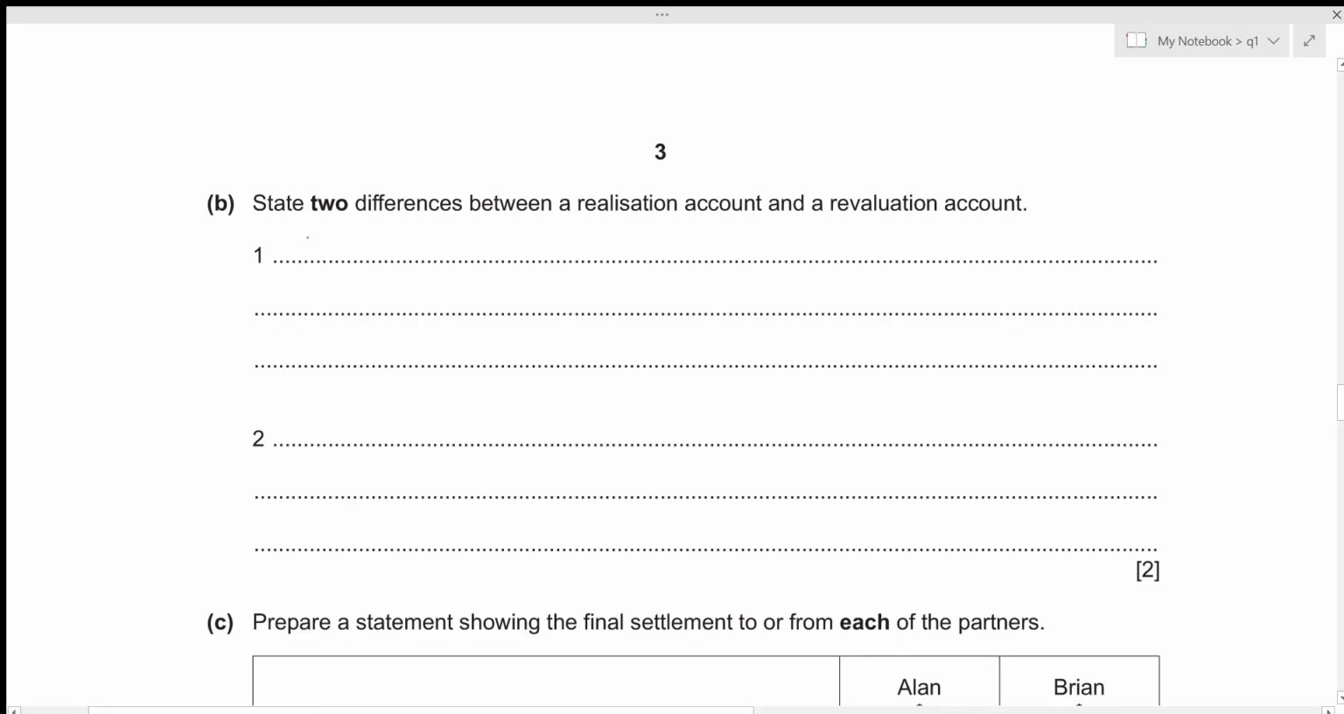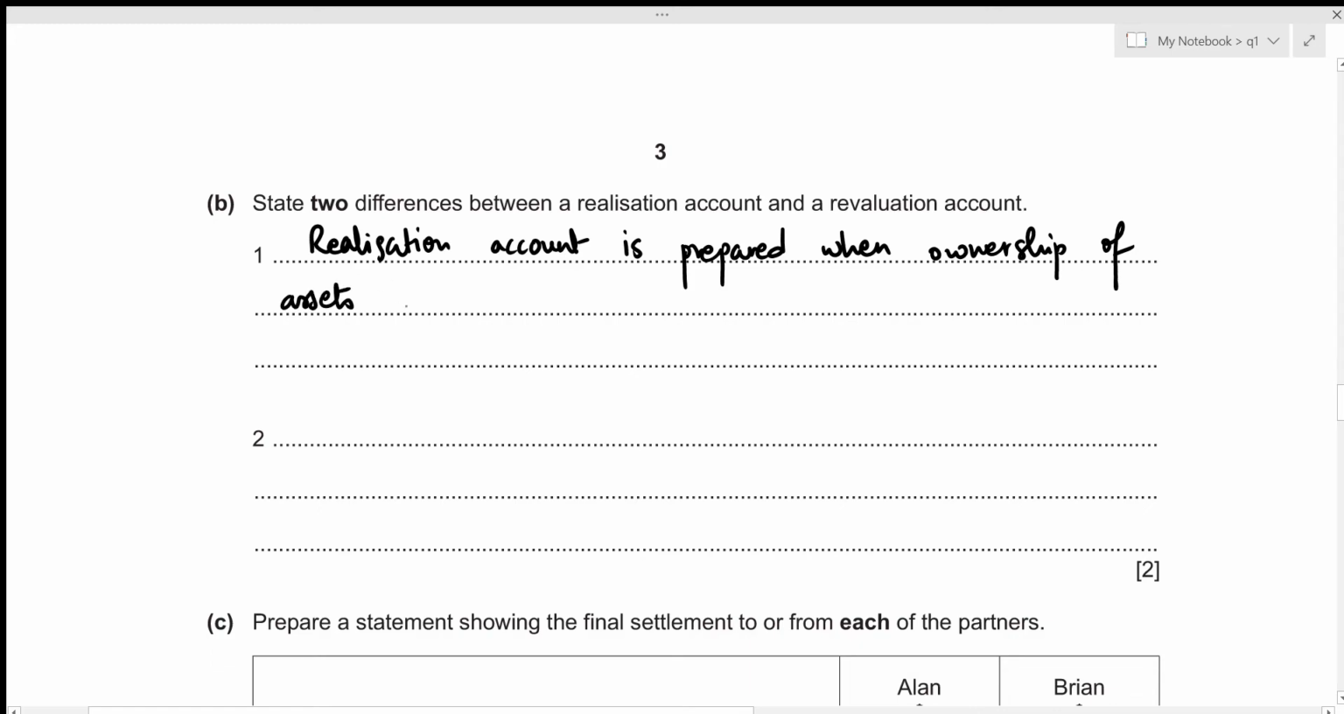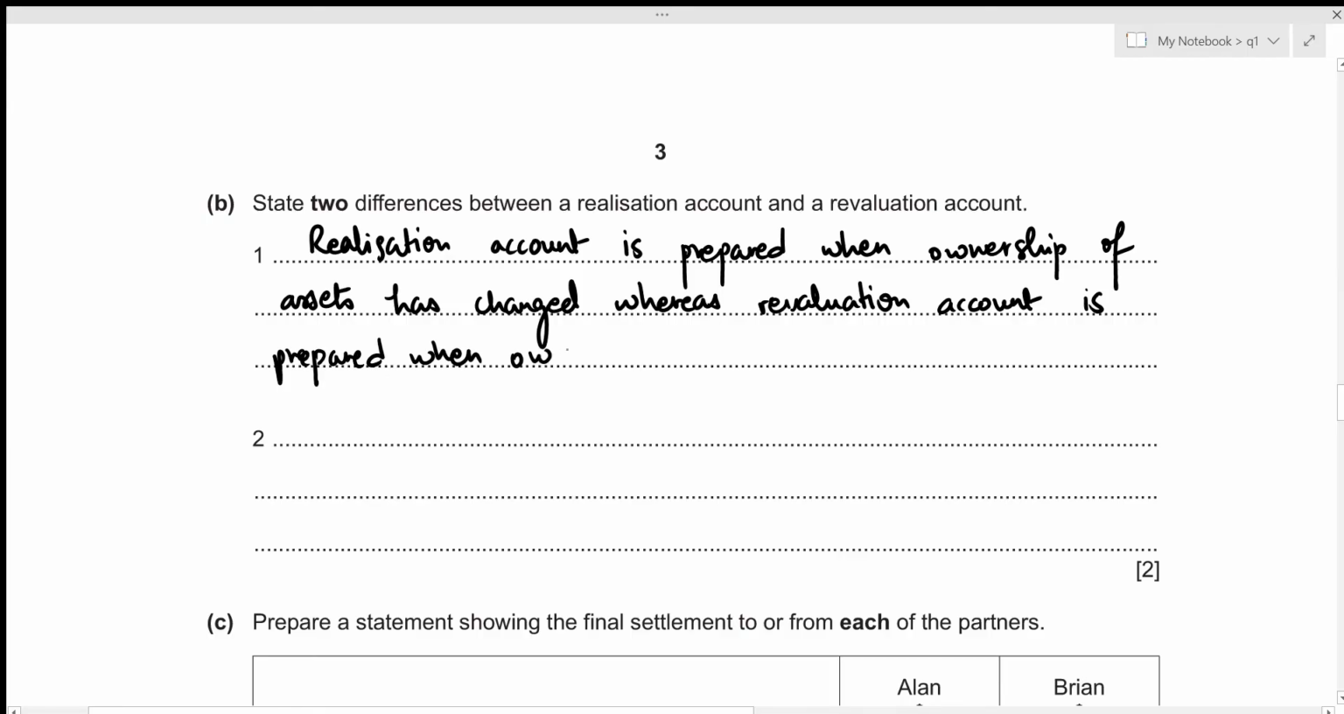Let's write it down. Realization account is prepared when ownership of assets has changed, whereas revaluation account is prepared when ownership of assets has not changed.